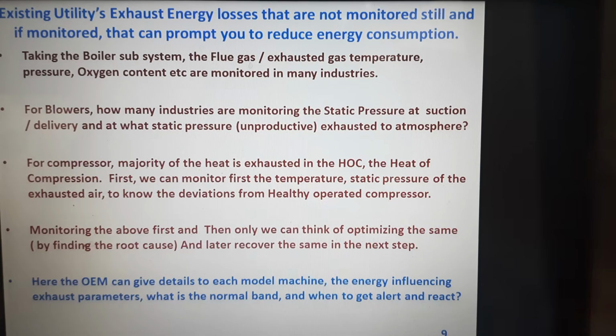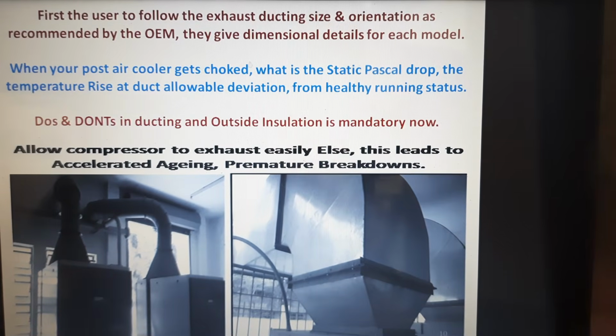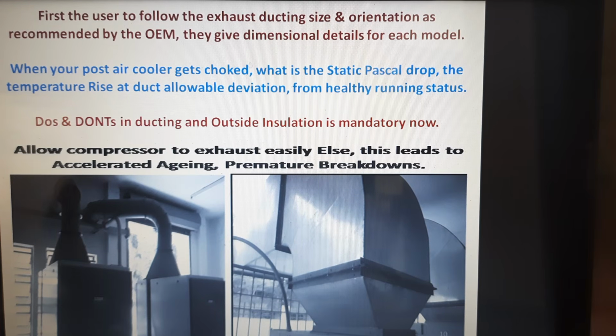You can see many of the plant users have given a type of chute-like duct. Instead of that, an expanded duct. The dimensions are already given by the OEMs. Let the user go by the dimensions given by the OEM. An expanded duct at a short distance, out of the compressor house, that matters more here.